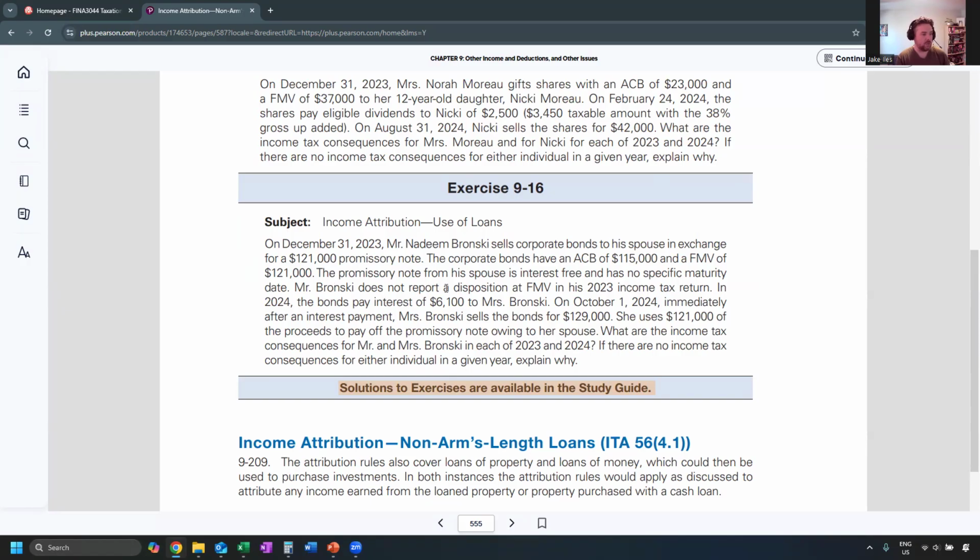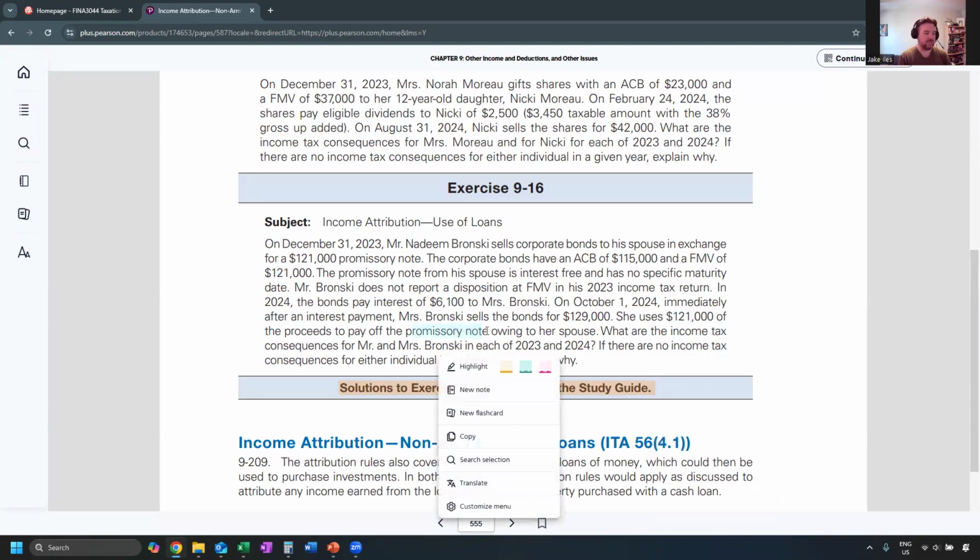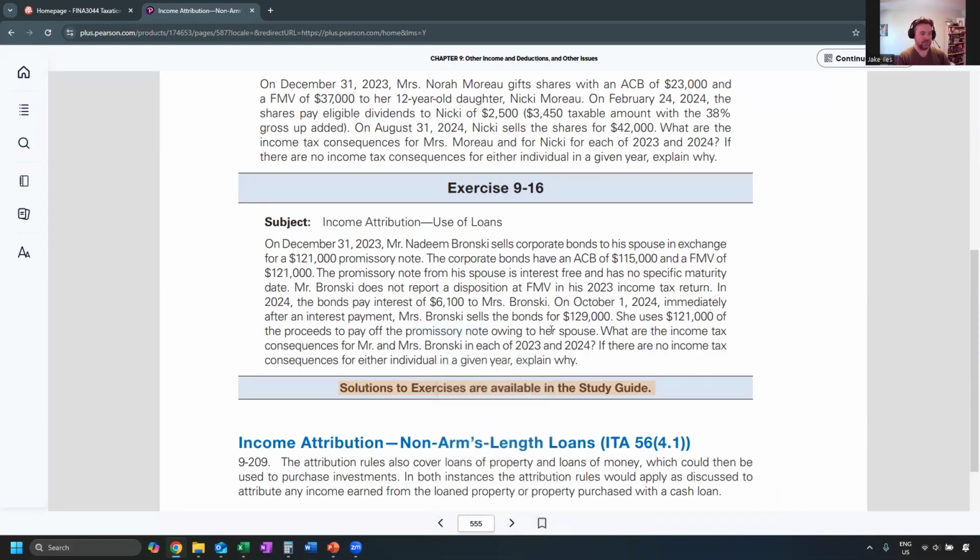Mr. Bronsky does not report a disposition at fair market value. In 2024, the bonds pay interest of $6,100 to Mrs. Bronsky, and in October, immediately after an interest payment, Mrs. Bronsky sells the bonds for $129,000. The 121,000 was used to pay off the promissory note owing to her spouse. What are the income tax consequences?